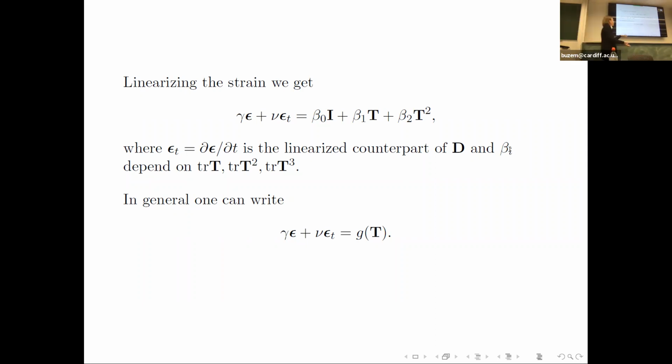So at the end of the day, we have the strain and the strain rate. This is what I call the strain rate. And this is a nonlinear relation between the stress and the strain rate. So let's see what happens. So that was the idea.